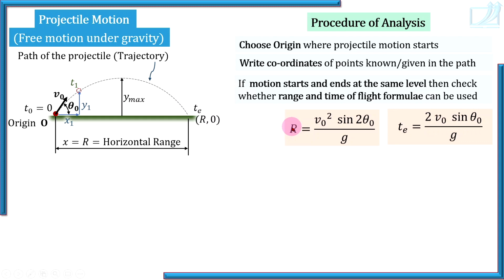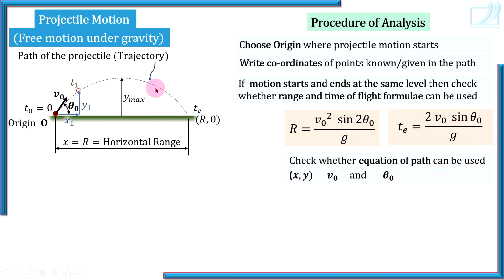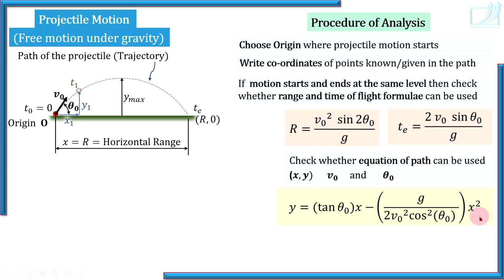If that is not the case, that is if motion starts at a level and ends at some other level, then check whether equation of path can be used, equation of this curve can be used. So you must remember equation of path, y equal to tan theta 0 x minus g divided by 2 v0 squared cos squared theta 0 into x squared. Now remember, check whether equation of path can be used. How to check it? In fraction of a second you can take this decision whether path can be used or not.